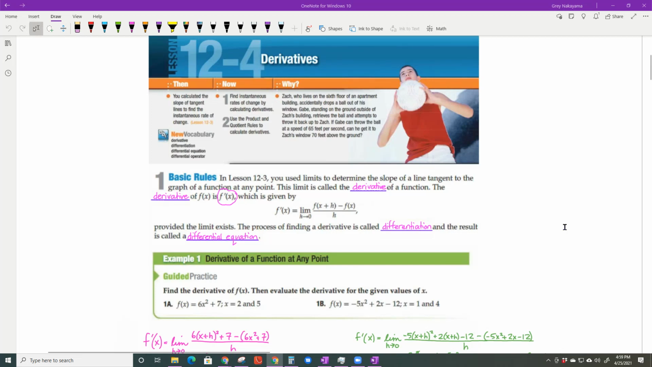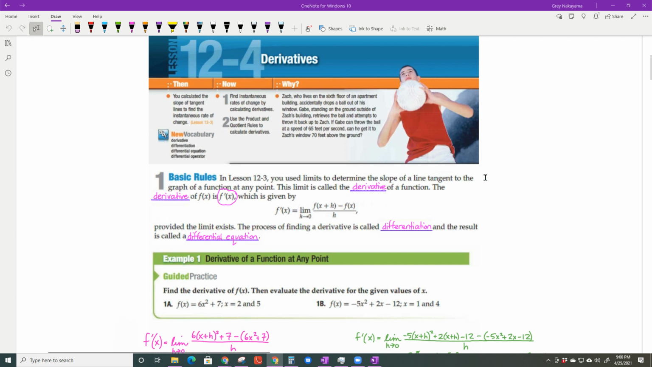Okay, today's lesson is 12.4 derivatives. And yes, I did skip 12.3 because I think you'll be happier that I'm saving you a little bit of work. So the first two lessons that you dealt with limits. You first did it graphically, then you did it algebraically. Well, now we're going to talk about basically applications of those limits.